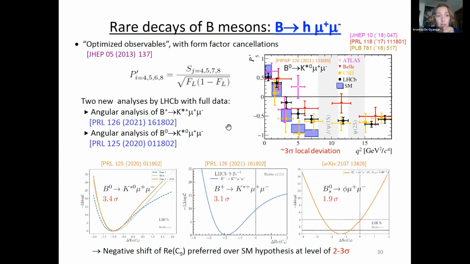Yeah, so there are quite recent analyses also from LHC. When you compare with what is expected from the standard model for these coefficients, we observe deviations of about 3.4, 3.1, and 1.9 for each of these different decay modes. So it looks like there is a negative shift for one of the Wilson coefficients related to the muons, which is preferred over the standard model hypothesis at the level of 2-3 sigma.